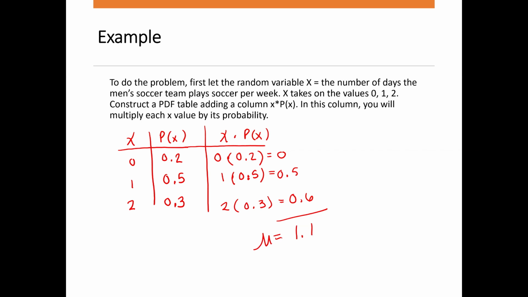This is a discrete probability distribution. That doesn't make any sense. We need the values that our variable takes on to be countable quantities. But on average, over the long haul, they play 1.1 days per week.